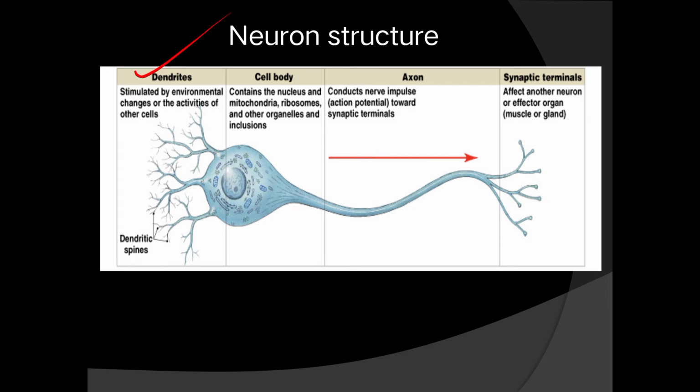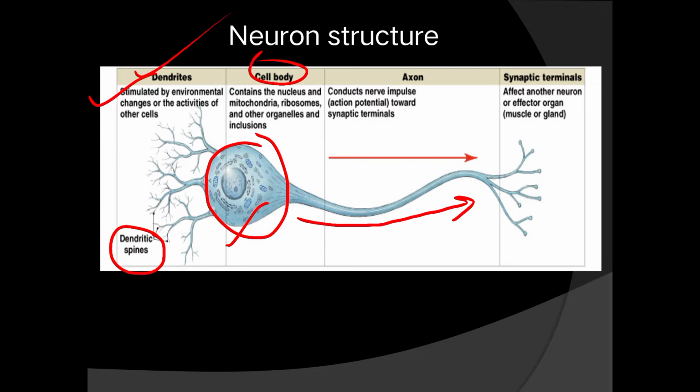So we can see now that dendrites are stimulated by the environmental change or the activities of other cells. Dendritic spines are there. Then the cell body contains the nucleus and mitochondria. Here this is the cell body, which contains the nucleus, mitochondria, ribosomes, and other organelles and inclusions. Then the axon conducts the nerve impulse or action potential towards the synaptic terminal.